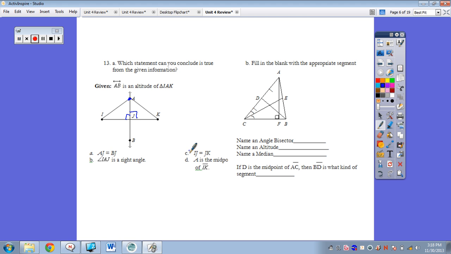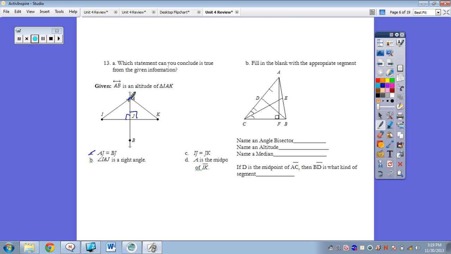So out of these four options, if any of them exist, we want to see which of the information here is true based on this picture. The first letter A says that AJ is congruent to BJ. If J was the midpoint of AB, then this would be true, but we don't know that J is the midpoint of that, so option A doesn't work.